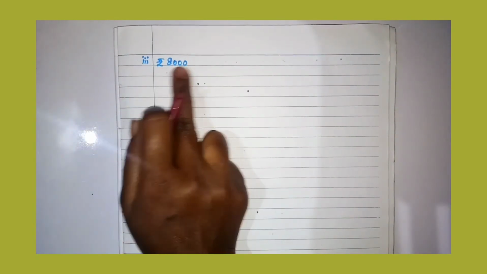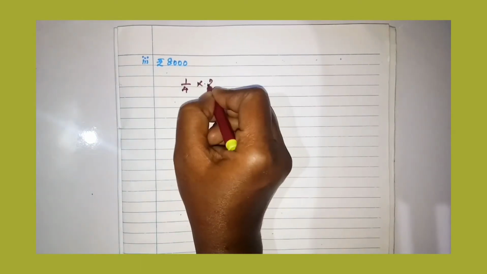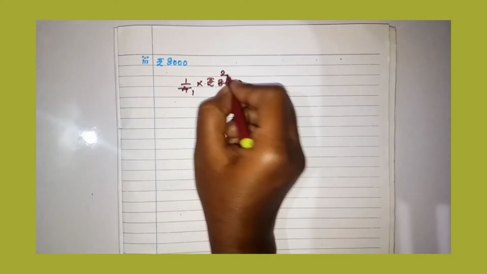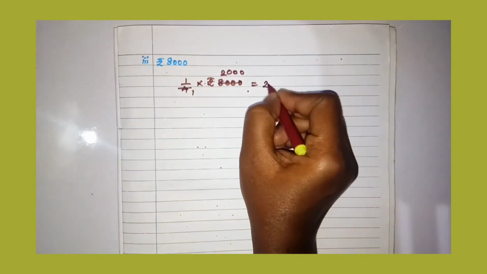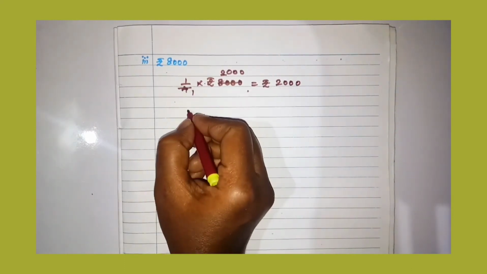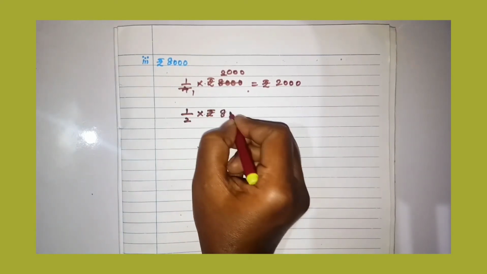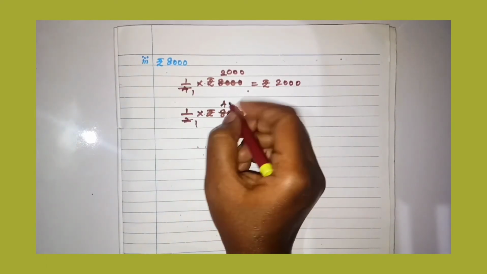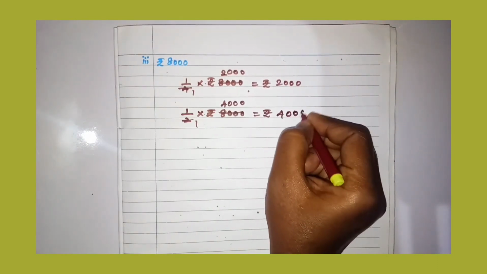Third sum, rupees 8,000. So first we write quarter part, 1 by 4 into rupees 8,000. So 1 4s are 4, 2 4s are 8, adding 3 0. So 1 into 2,000, rupees 2,000 we get. So quarter part value is 2,000. Next half part. So 1 by 2 into rupees 8,000. So 1 2s are 2, 4 2s are 8, adding 3 0. So the answer is 4,000 rupee.